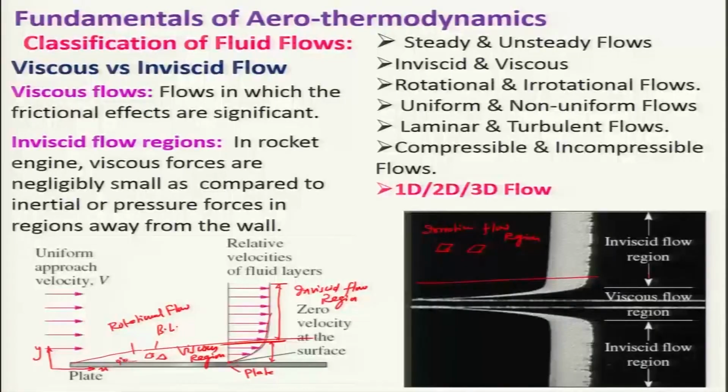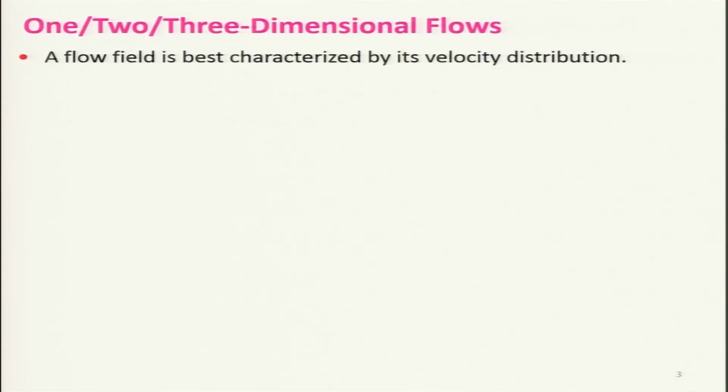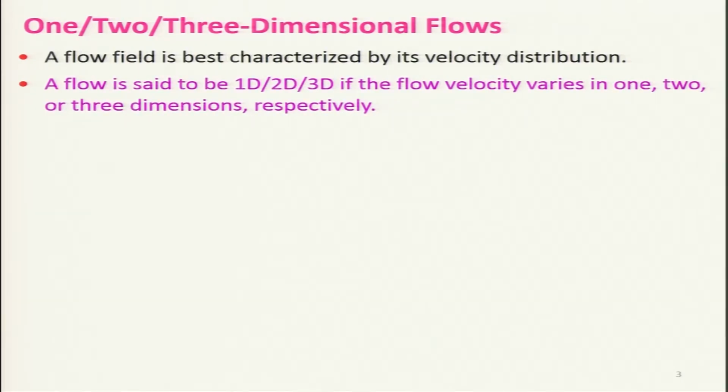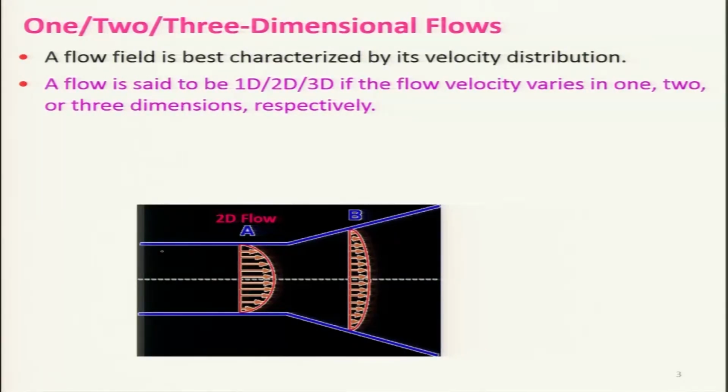As I told earlier, if it is uniform, that means the flow remains constant along this direction, along the r direction, and it is changing in one direction, that we call one dimensional. When the flow changes in both directions, we call it two dimensional, and of course the flow can be three dimensional. Let us look at it further. A flow field is best characterized by its velocity distribution. Flow is said to be one dimensional, two dimensional or three dimensional if the flow velocity varies in 1, 2 or 3 directions or dimensions respectively.